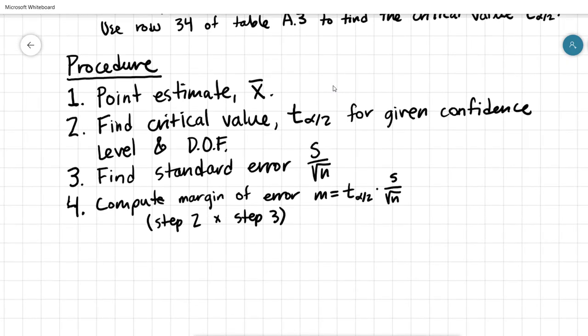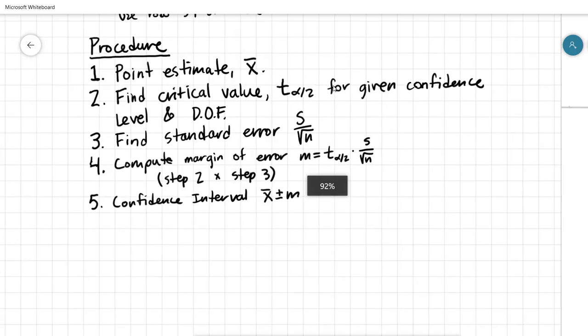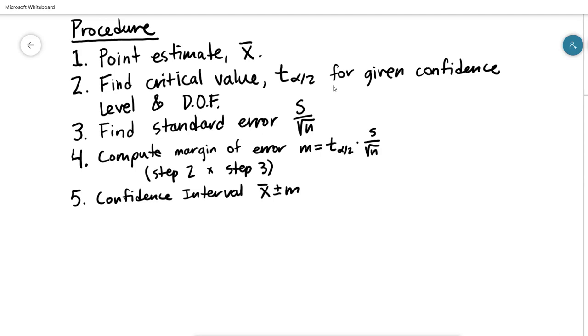And the last step in our procedure is to actually put together the full confidence interval. So we have all the pieces we need now. Our confidence interval is just going to be x bar plus or minus m. So as we said before, it's going to be step 1 plus or minus the result from step 4. So this is our procedure for one of these problems.